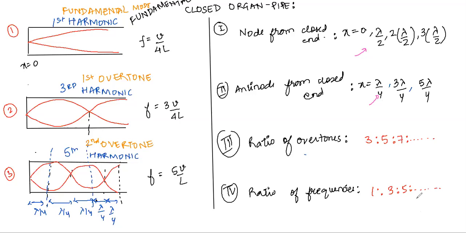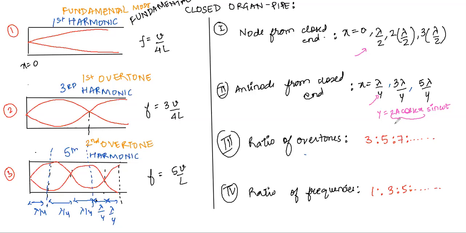Yes, sir. Of course, y is equal to 2a sine omega t cos kx, that is, cos kx into sine omega t. Now tell me, what is the amplitude for x is equal to lambda by 4? What will be your answer?